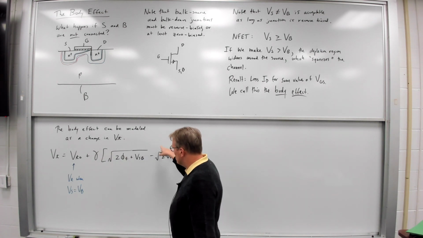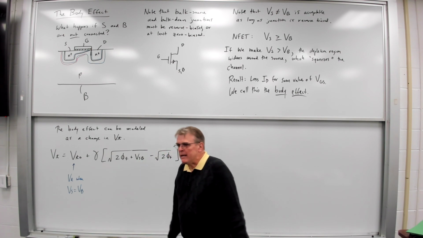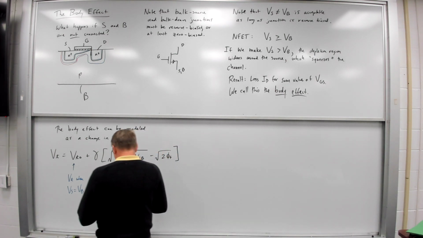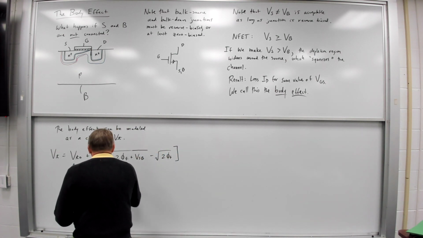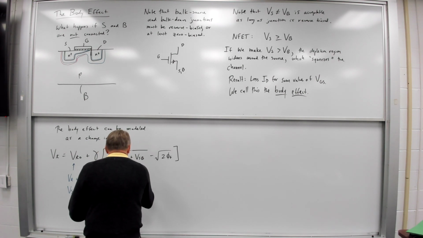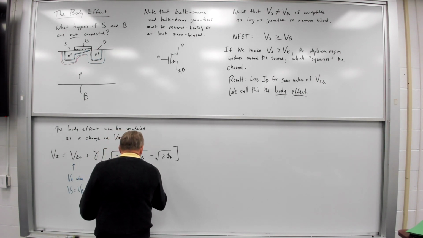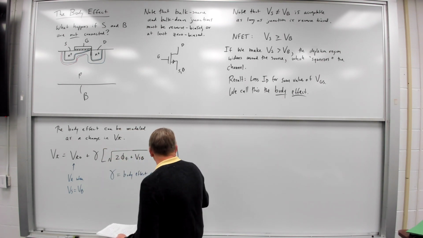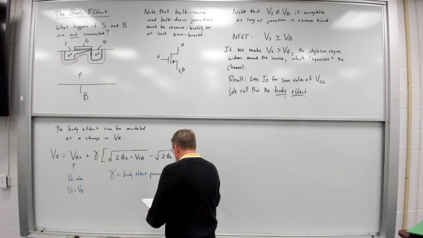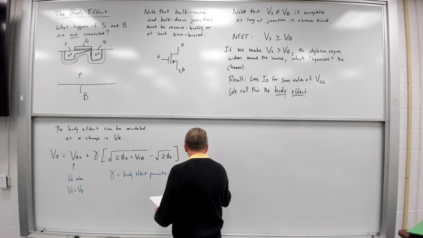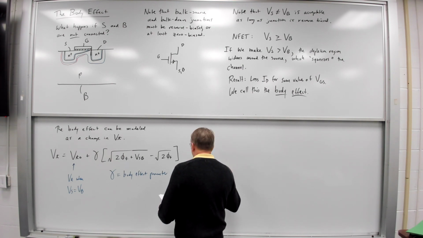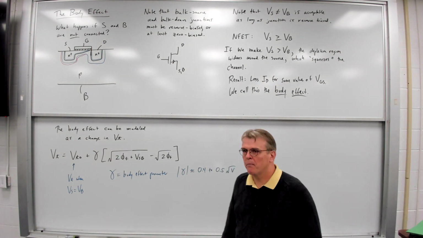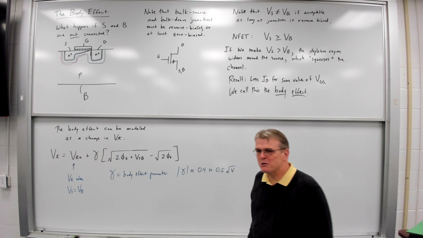Then we have these other parameters. So we notice VSB, the voltage between the source and the bulk. Our other parameters, this is our body effect parameter. And the magnitude of this is typically on the order of about 0.4 to about 0.5 square root volts. Notice the units, square root of a volt.